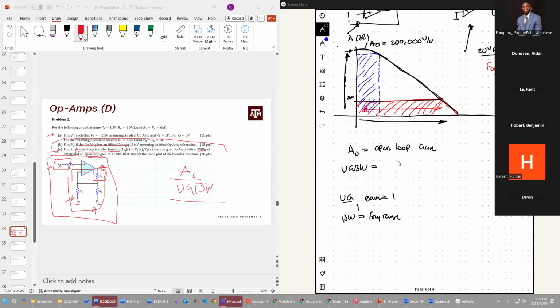So unity gain bandwidth is just, when we're looking on this graph and the gain is equal to 1, what is the bandwidth? That's all that means, right? A gain of 1, by the way, is 0 dB. So that's when this graph is at 0 dB, right? So that's effectively the entire range, the maximum operating bandwidth of the device. That's what the unity gain bandwidth means.